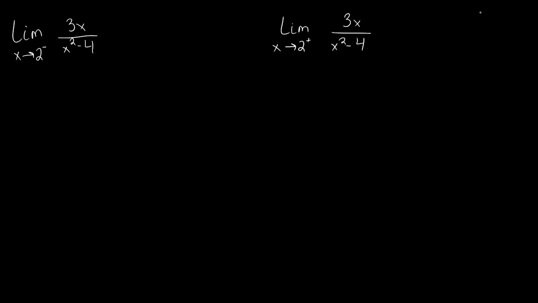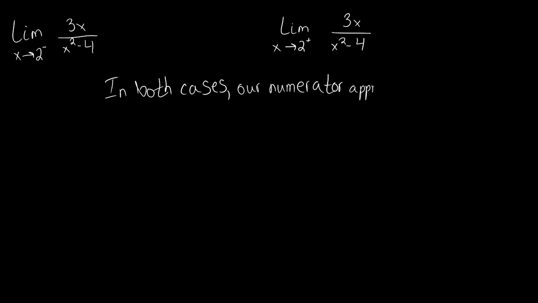In the case where we have a function that's represented as a ratio or a fraction like this, the best course of action for us to take is to analyze both the numerator and denominator in the separate cases of approaching the given value that we have, which in this case is 2, from both the left and the right. However, we see that in both cases, our numerator approaches 6.